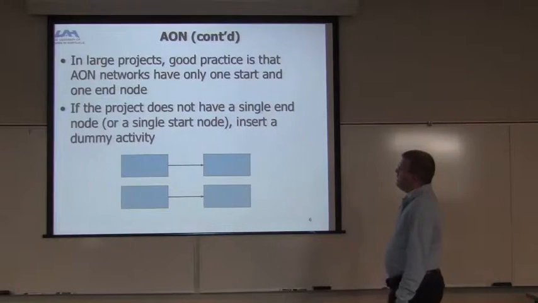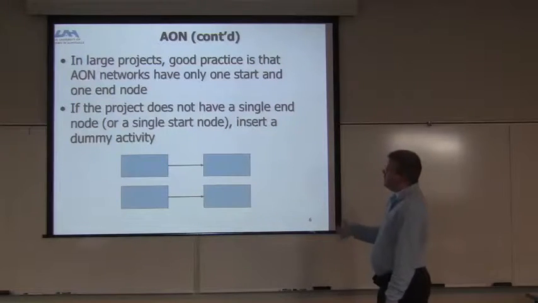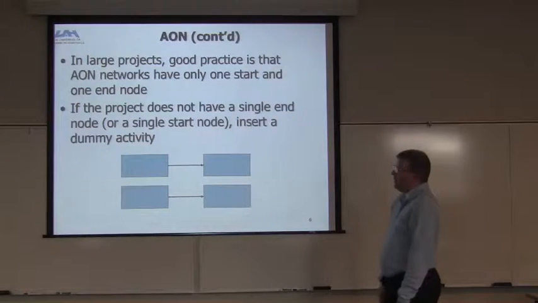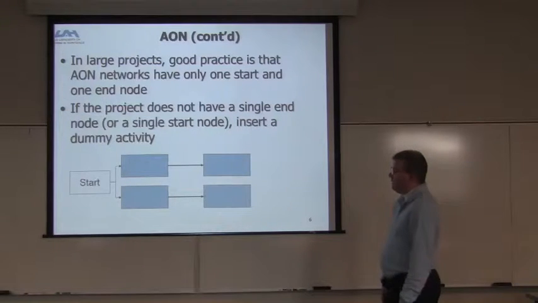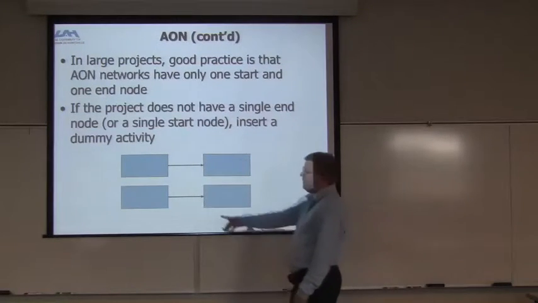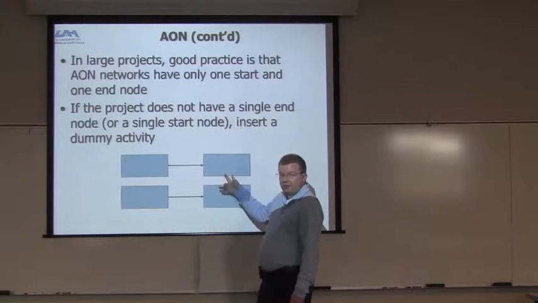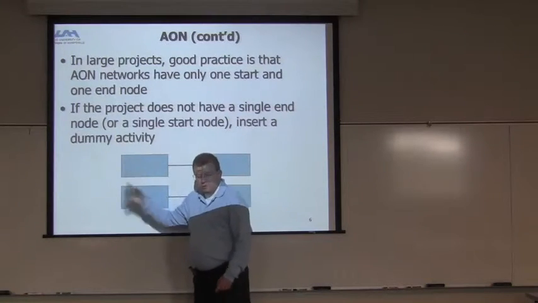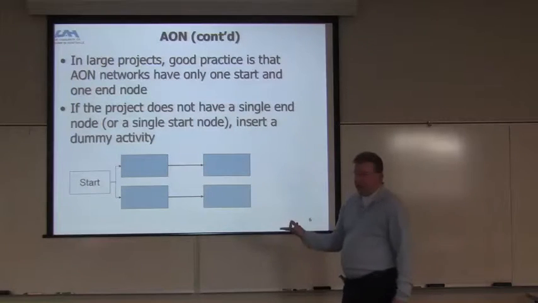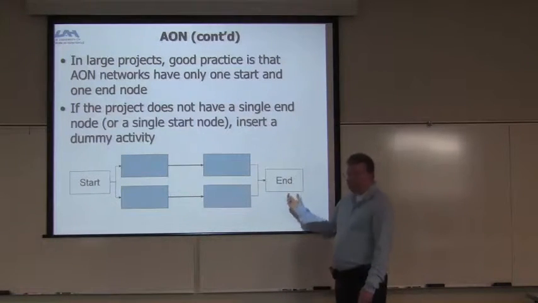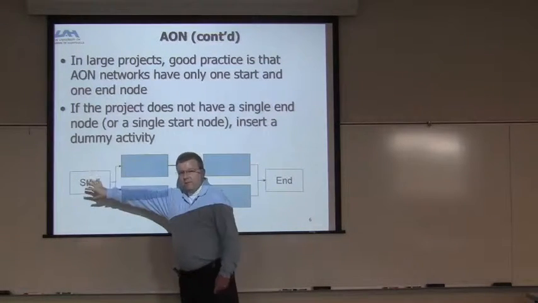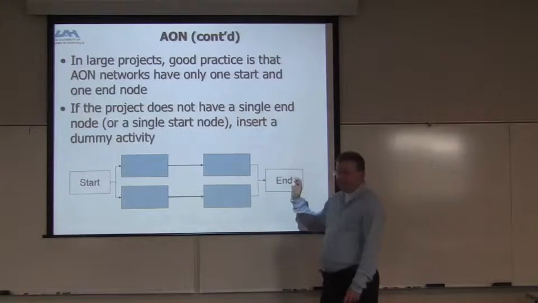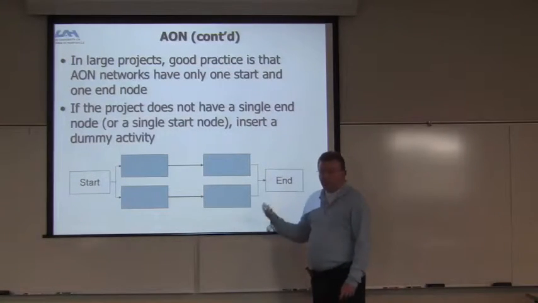In large projects, good practice is that AON networks have only one start and one end node. If the project does not have a single start node or a single end node, then you insert a dummy activity to make it happen. If you look at this example, there's not really a start because there are two things. So you insert a dummy start and a dummy end, and then it's over. The good projects have one node that starts them and one that ends them. That's your start and end points if you want to look at it that way.